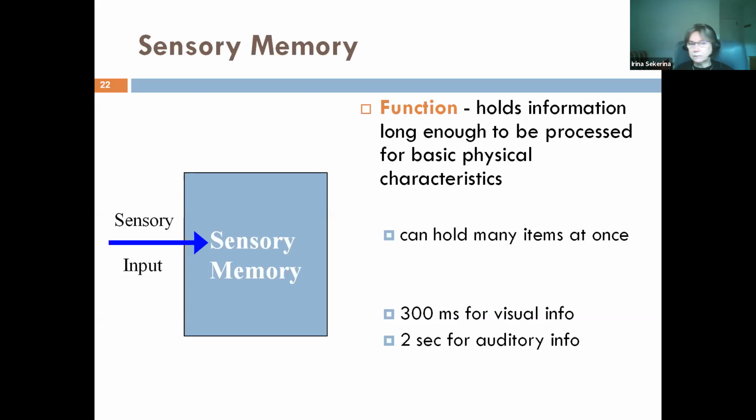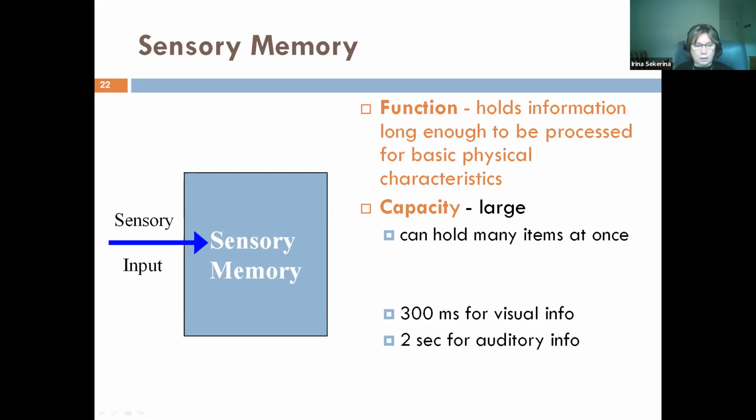So enough to hold the information until it is processed, basically, as you remember from the early attention models, for basic physical characteristics. And only in short-term memory, the information is processed for meaning and everything else, according to those theories. So capacity would be large, right? And duration will be very short for visual information, a little longer for auditory information.